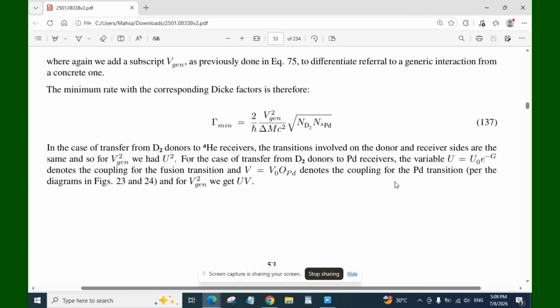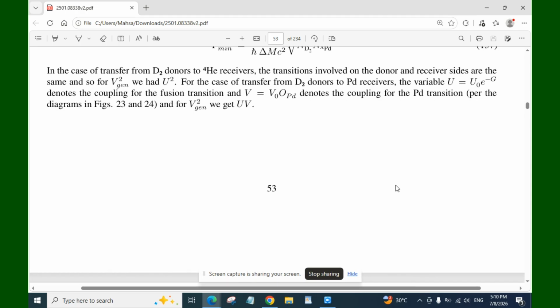In the case of transfer from the deuterium donors to the helium-4 receivers, the transitions involved on the donor and receiver sides are the same, and so for V agent to the power of 2 we had U to the power of 2. For the case of transfer from deuterium donor to the palladium receivers, the variable U is equal to U0 e to the power of minus G and denotes the coupling for the fusion transitions, and V is equal to V0 omicron palladium and denotes the coupling for the palladium transitions per the diagrams in figures 23 and 24, and for V agent to the power of 2 we get UV.